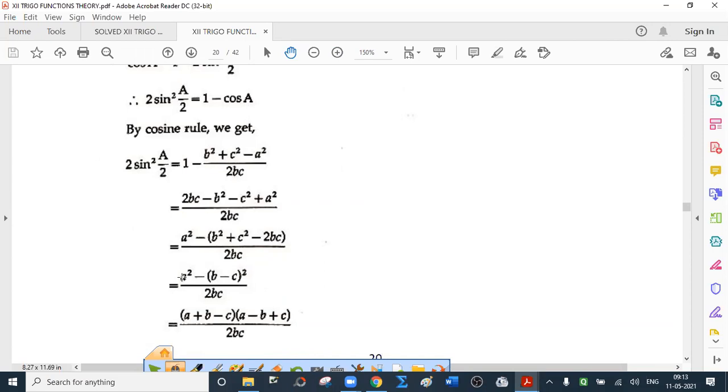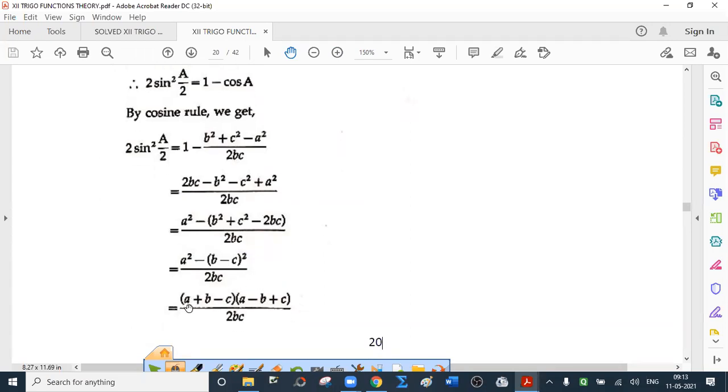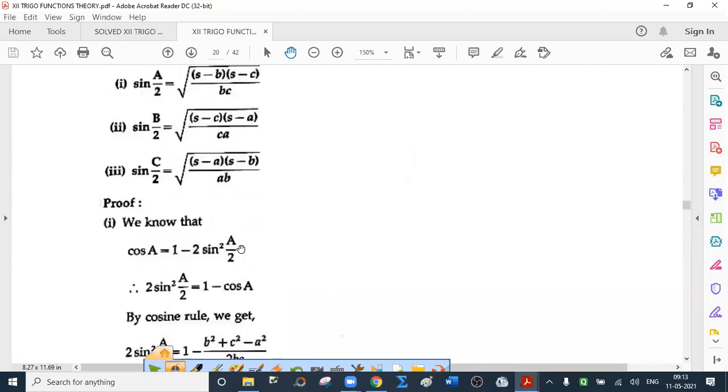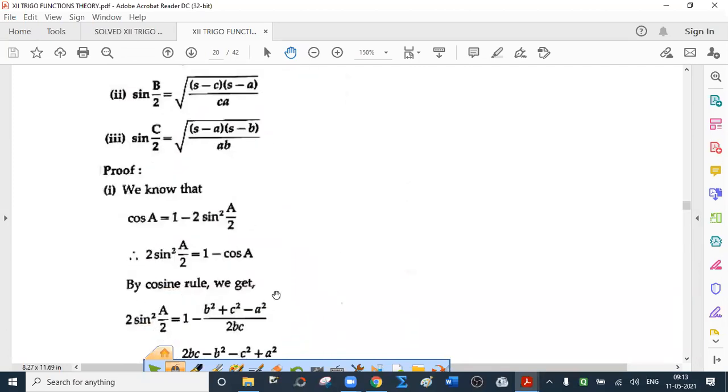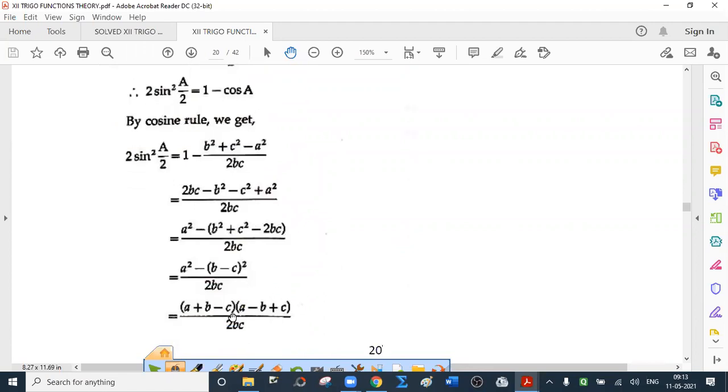What are the factors of square of the first minus square of the second? First plus second into first minus second. Now I will just rearrange the terms. This is A plus B minus C. Now I want that 2S should be involved. What is 2S? A plus B plus C. And therefore, see, I write A plus B minus C as what? A plus B plus C minus 2C. Simple. And here A plus B plus C minus 2B.